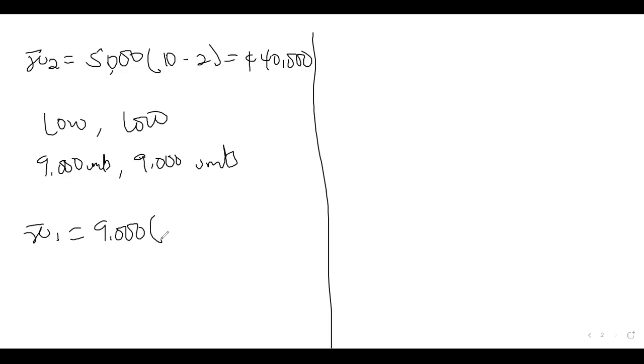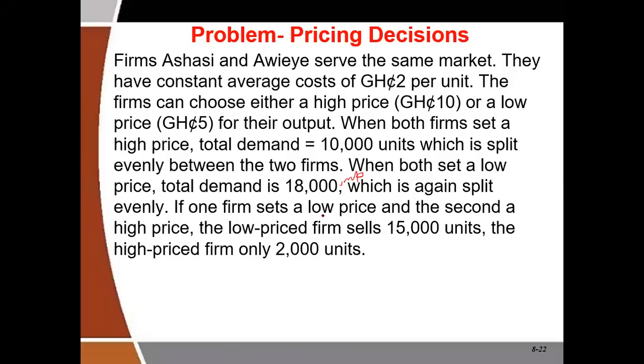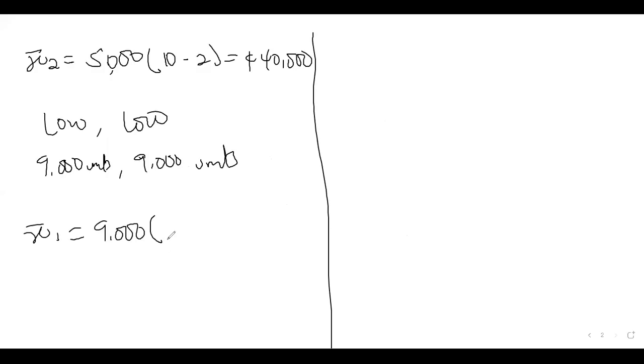So we are dealing with the low price now, not the high price. In the question, the high price is 10 cedis. The low price is 5 cedis. So when they set a high price, they are setting it at 10 cedis. When they set a low price, they are setting it at 5 cedis. So if you look at the question, it says that they can either choose a high price, 10 cedis, or a low price, 5 cedis. So remember that. Anytime they are setting a high price, it's 10 cedis. When they are setting a low price, it's 5 cedis.